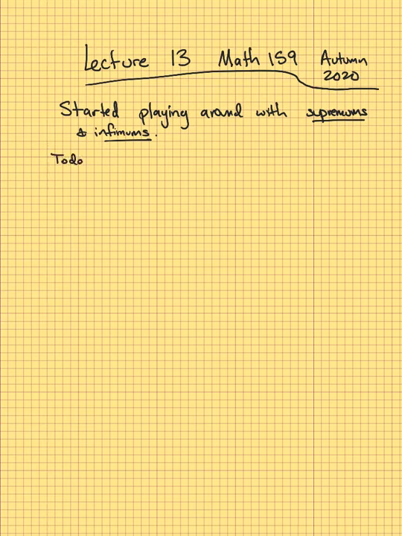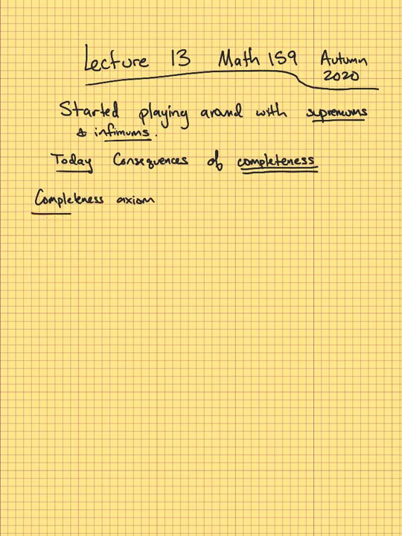So today, I'm going to really talk about consequences of completeness. Okay, which I mentioned in an earlier lecture, but I'm going to say it again. It's another axiom that we add to the real numbers. This will turn out to be what differentiates what we've done so far. It's going to make the real numbers different than the rational numbers.